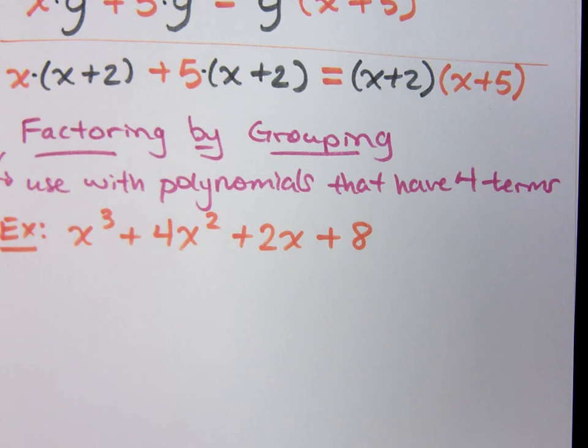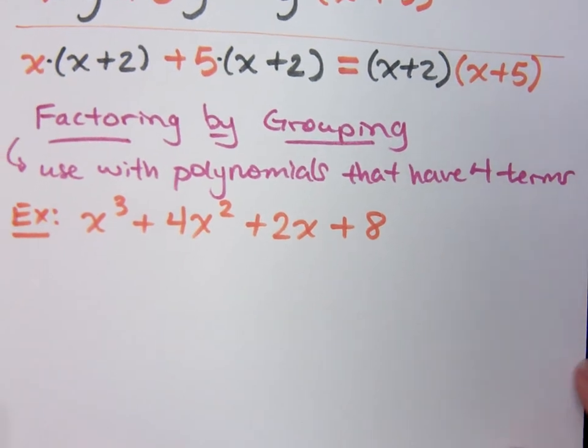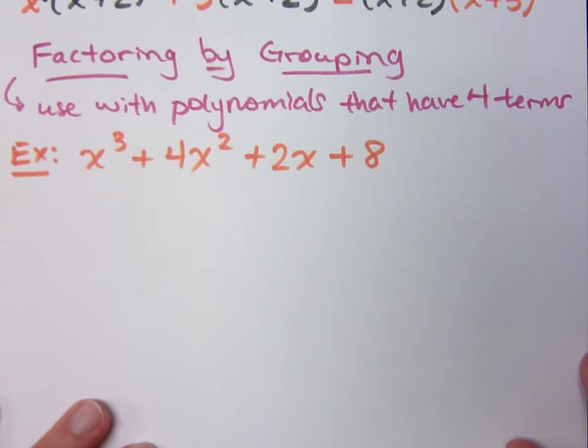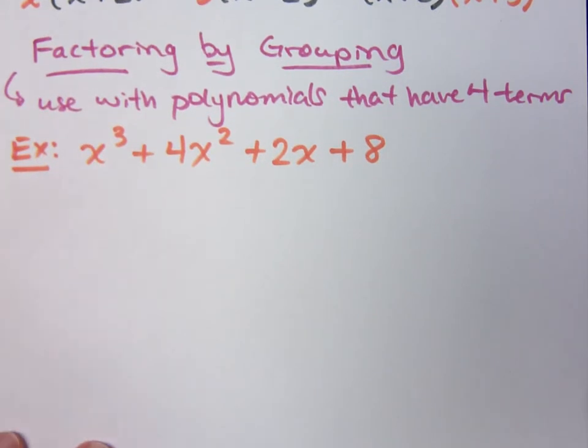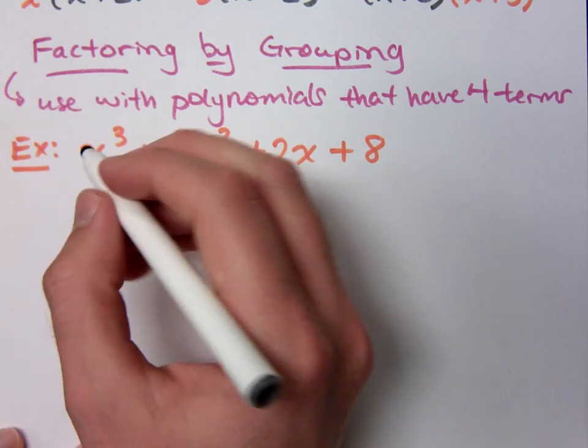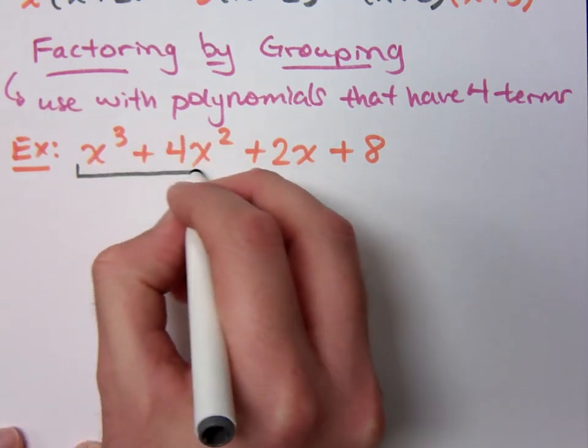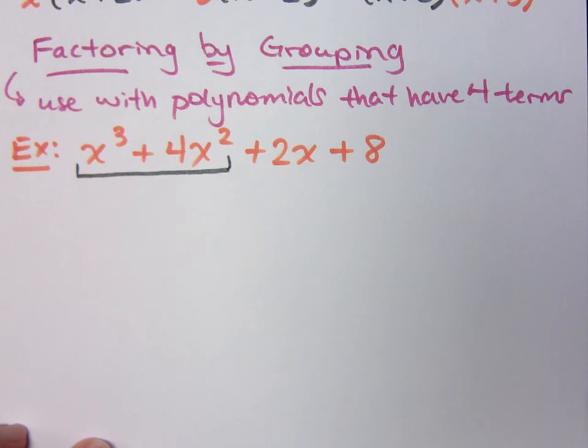So I'm going to create groups. I want to make sure that you create groups the appropriate way. You may have seen in the past just using parentheses, but I don't like that. It bothers me. I'm just going to underline. I'm going to look at this first group right here. Look at just these first two terms.